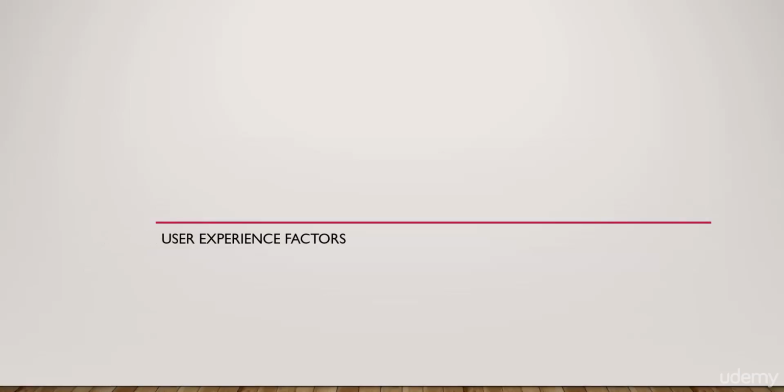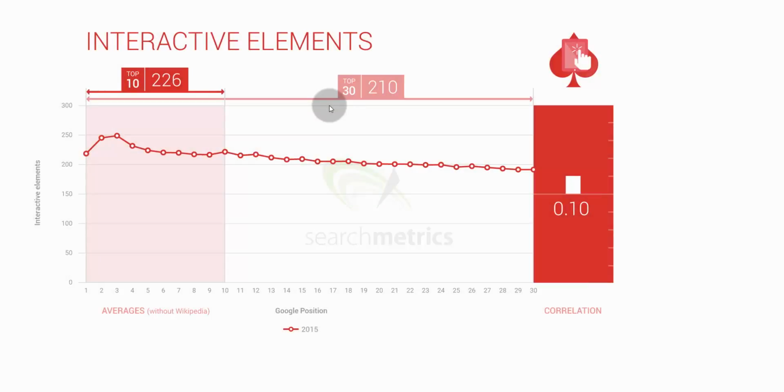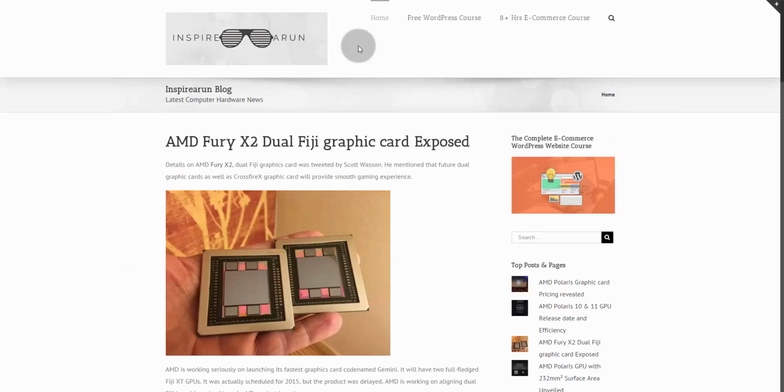In this lecture, you're going to learn how interactive elements act as a ranking factor in Google search results. Interactive elements work on user interaction, such as menus, links on the header, floating social share buttons, etc. But how do these interactive elements increase the user experience? It's very simple. They make it easy to navigate.